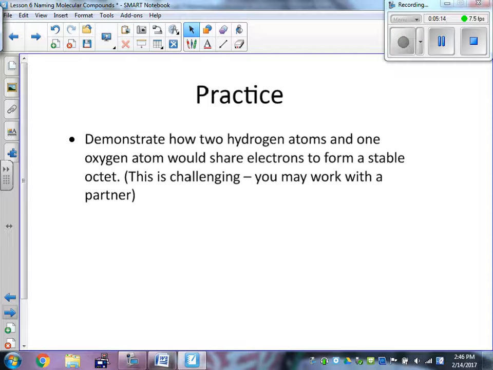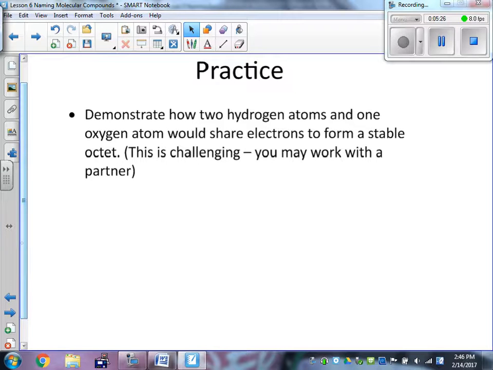How do you think two hydrogen atoms and one oxygen would share electrons to form a stable octet? Okay, how do you think that would happen? Let's think about that for a second. Two hydrogens and an oxygen. You know what I think? We should probably start with some Lewis diagrams, yes? Or sorry, we haven't. We'll start with Bohr diagrams, yes? We'll start with maybe a Bohr diagram, for example.